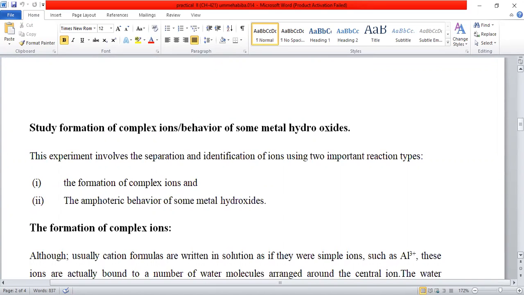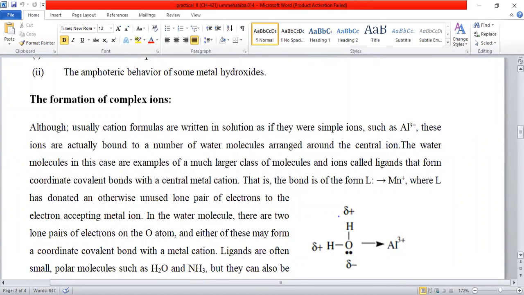This experiment involves the separation and identification of ions using two important reaction types. First is the formation of complex ions, and the second one is the amphoteric behavior of some metal hydroxides. First, I'll discuss the formation of the complex ions.